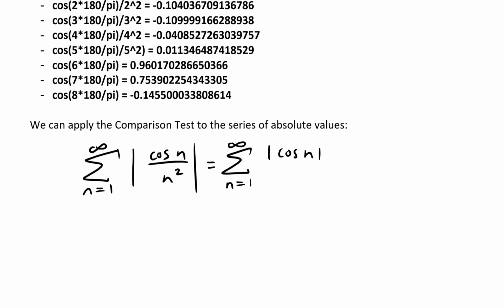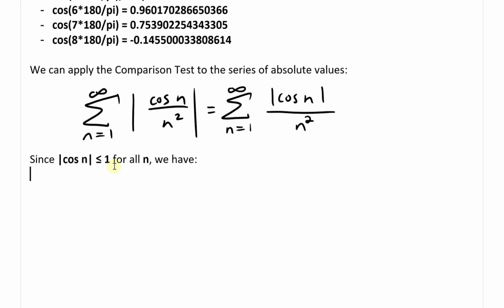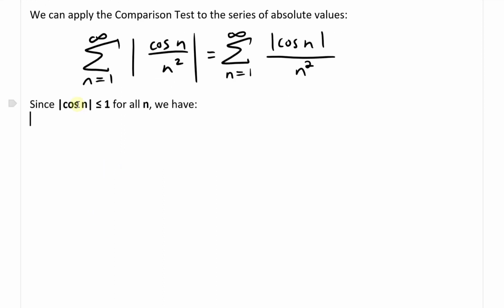Yeah, the absolute value of cosine n divided by n squared. So yes, the only thing that could change signs is the cosine function. Now, since the absolute value of cosine n is less than or equal to 1, you can remember just the ratio of the adjacent over hypotenuse. So it's always going to be a cosine curve like that.